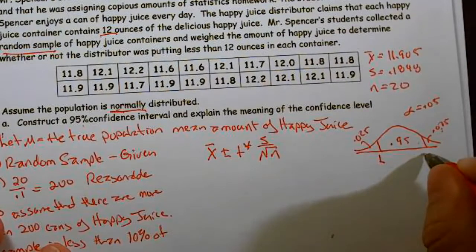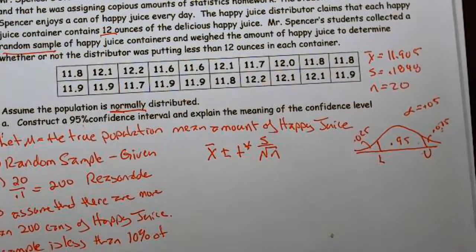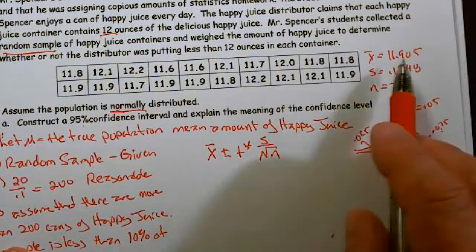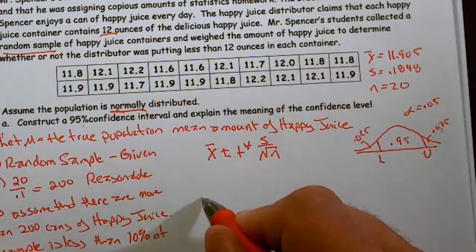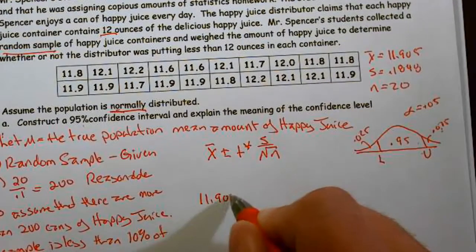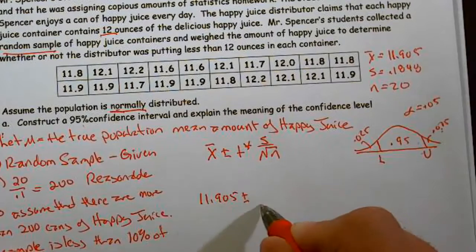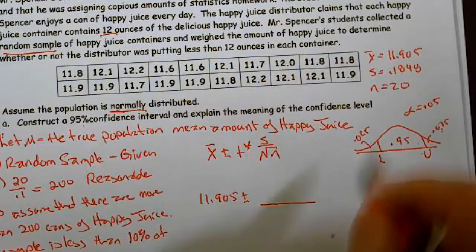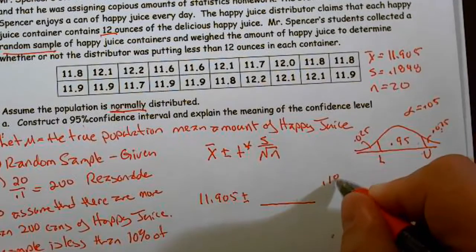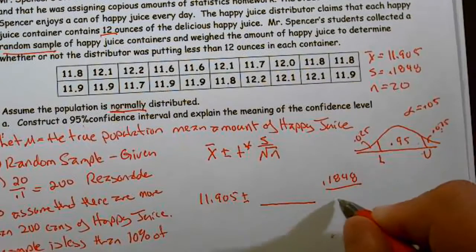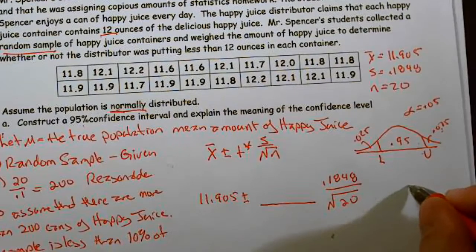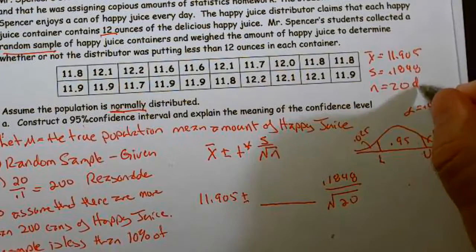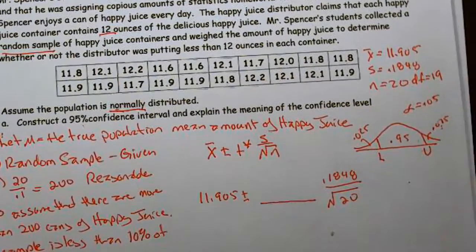So we're looking for a lower and an upper value. At this point, we can start plugging in. We already calculated our x bar, 11.905, plus or minus t star. I'm going to come back to t star in a moment. s is 0.1848, and n is 20, so we're putting the root of 20 in here. By the way, our degrees of freedom, since we're working with a t, is 19.